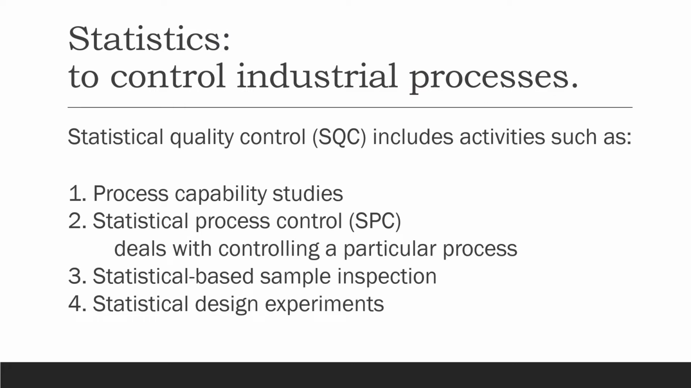So statistical quality control, SQC. We have 4 activities. The very first one is we study the process capability. The second one is SPC, and that's statistical process control. And we deal with the controlling, okay, a particular process, concentrating in a process. And the third one is inspection, okay, and that's completely based on a stat-based sample inspection. And the last one is a design experiment. Again, a stat design experiment. It's all about monitoring.